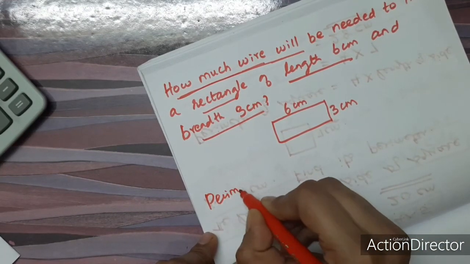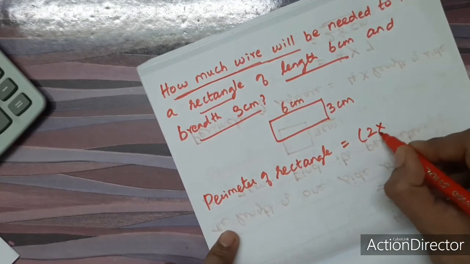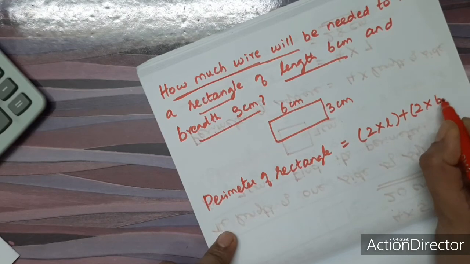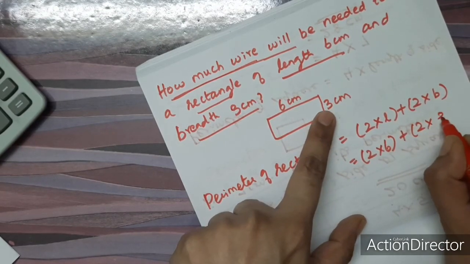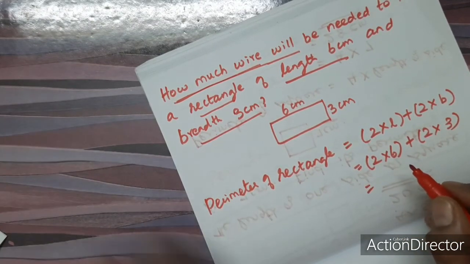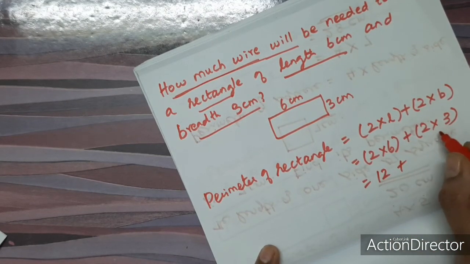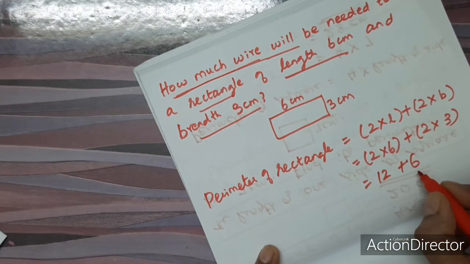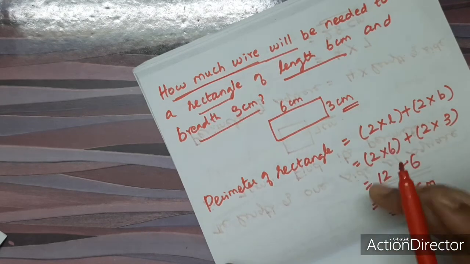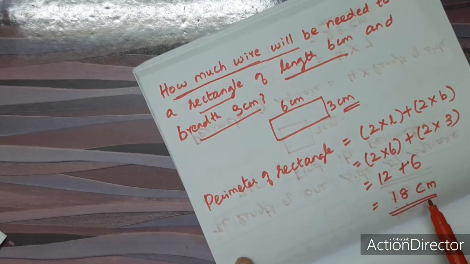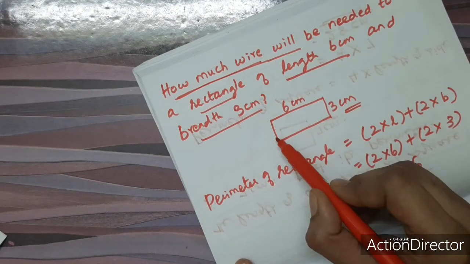So the perimeter of a rectangle is equal to, what is the formula? 2 into length plus 2 into breadth. Here, what is the length? 2 into 6 centimeter, and the breadth, 2 into 3 centimeter. What is 2 sixes? 12. Plus 2 threes are 6. So 12 plus 6 is 18. Here they have given centimeter, so centimeter. So the perimeter of the rectangle is 18 centimeter. 18 centimeter of wire is needed to frame this rectangle.